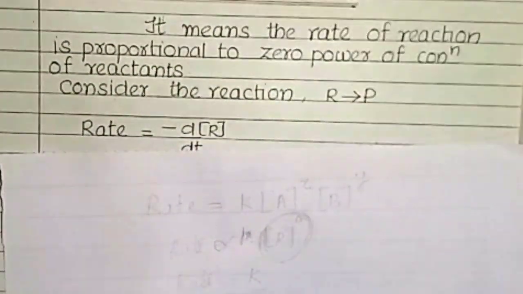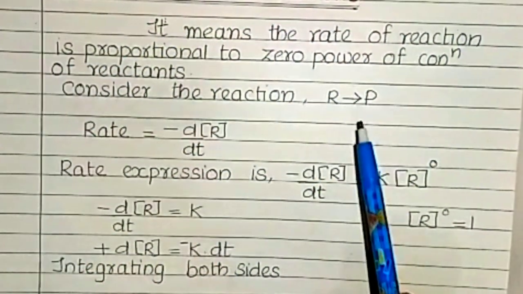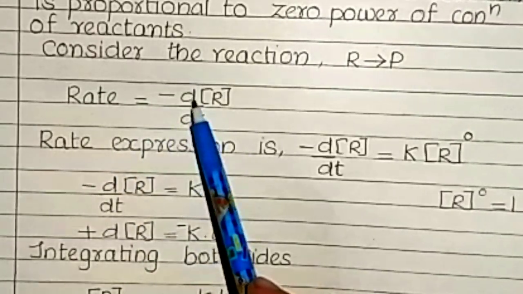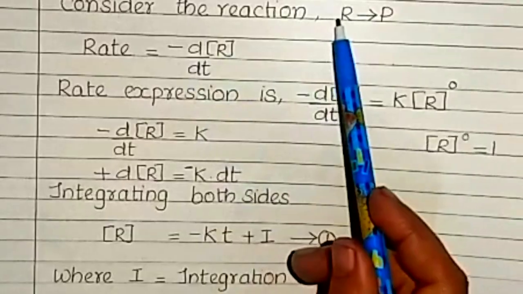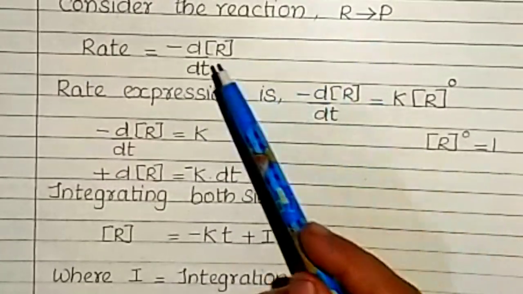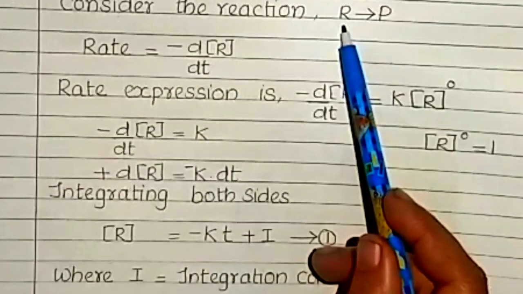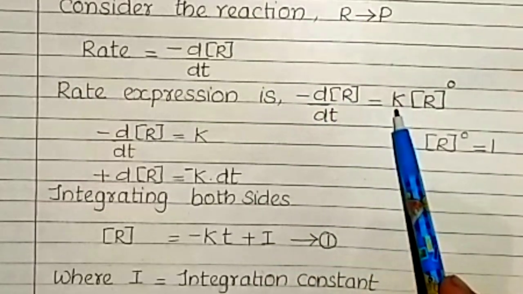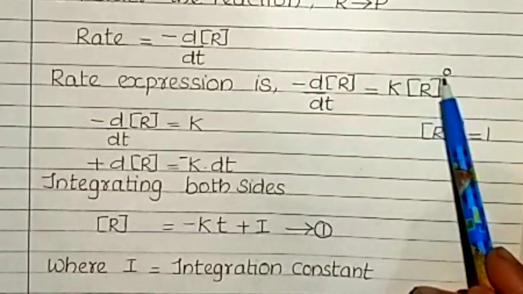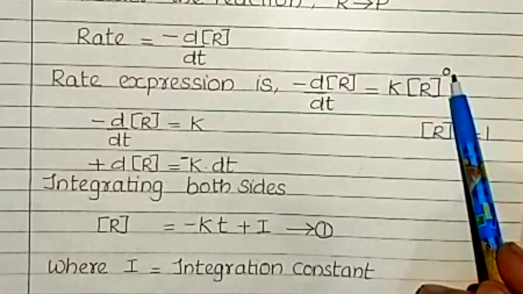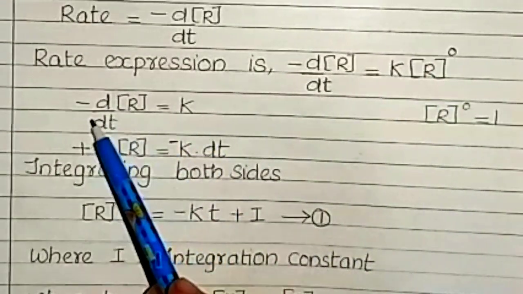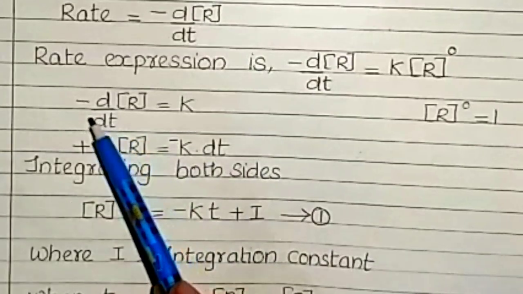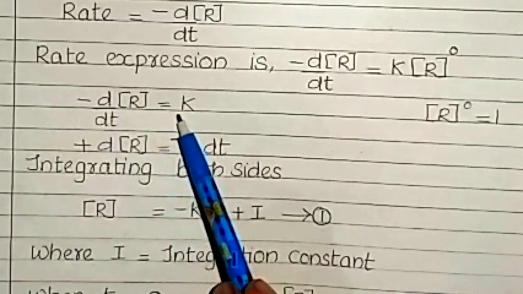Consider a general reaction, R gives P. Then we can write the differential rate is equal to minus d by dt of concentration of R. Negative sign is there because it is a reactant. Then the rate expression can be written: rate is equal to K into concentration of R to the power 0, because it is a zero order reaction. Then minus d[R] by dt is equal to K, because R to the power 0 is 1. Then we write minus d by dt of concentration of R is equal to K.